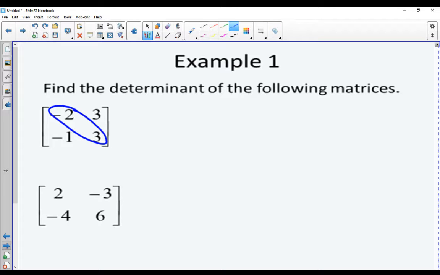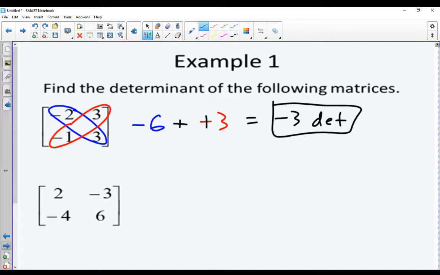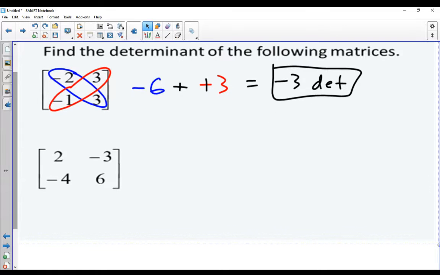You'll do the downwards diagonal first. So -2 times 3 to get -6. Then the upwards diagonal, -1 times 3 to get -3. Once you have those two numbers, subtract them. The minus negative becomes plus positive. So -6 plus 3 will give you -3 as your determinant. And that's all you have to do. Let's do one more example.